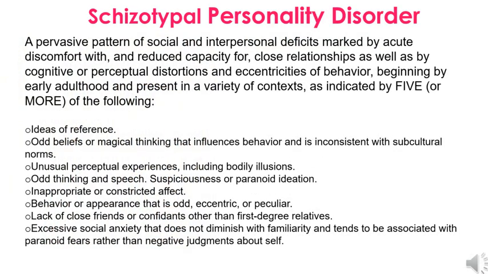According to DSM-5, a person with schizotypal personality should have at least 5 or more of the following, beginning by early adulthood. 1. Ideas of reference. 2. Odd beliefs or magical thinking that influences behavior and is inconsistent with subcultural norms. 3. Unusual perceptual experiences, including bodily illusions. 4. Odd thinking and speech.